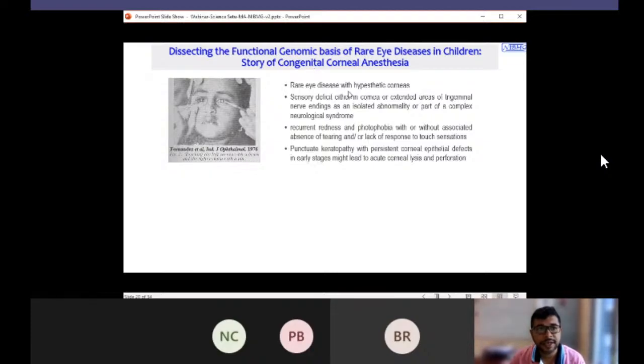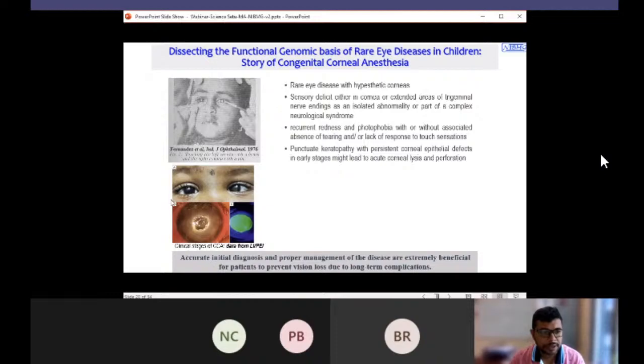So this is a rare eye disease with hypaesthetic corneas. That means there is no sensation in the cornea. Sensory deficit either in the cornea or extended areas of trigeminal nerve endings as an isolated abnormality or part of a complex neurological syndrome. Recurrent redness and photophobia with or without associated absence of tearing. Punctate keratopathy with persistent corneal epithelial defect. So this happens in children.